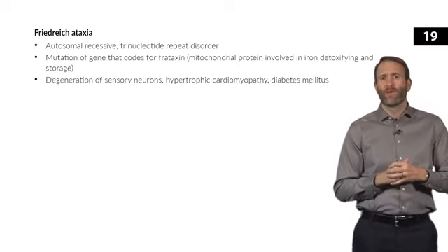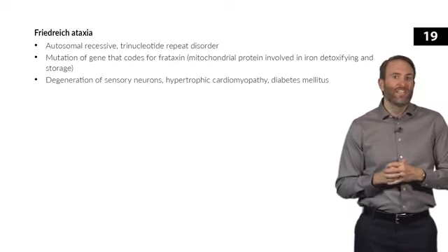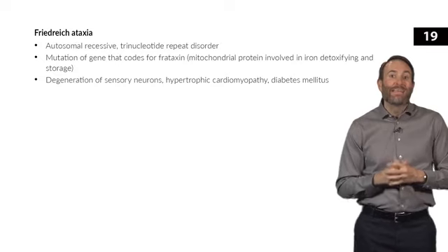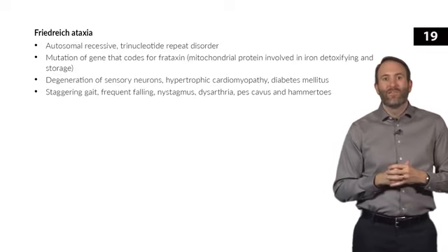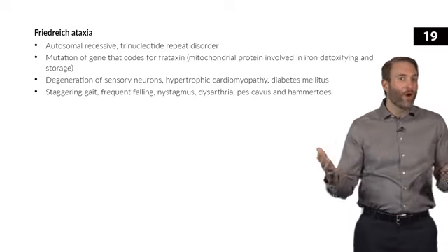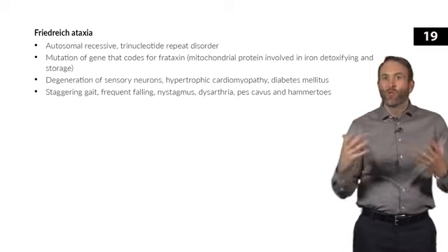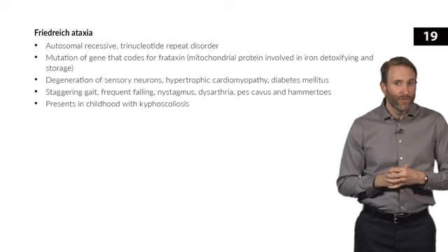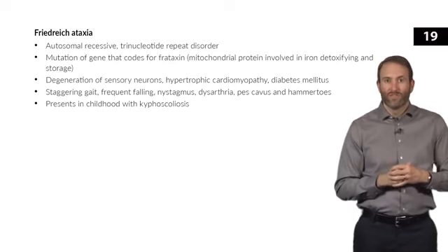Now, the primary pathology is degeneration of sensory neurons, but it also causes hypertrophic cardiomyopathy and diabetes mellitus. Patients will have a staggering gait, frequent falling, nystagmus, dysarthria, pes cavus, and hammer toes. Now, this presents in childhood potentially with just kyphoscoliosis.